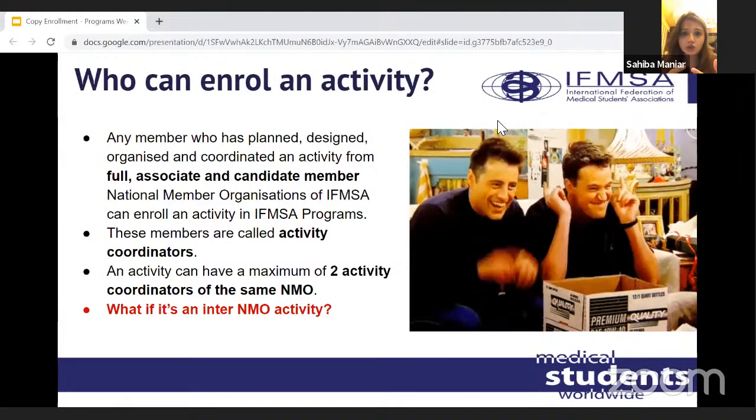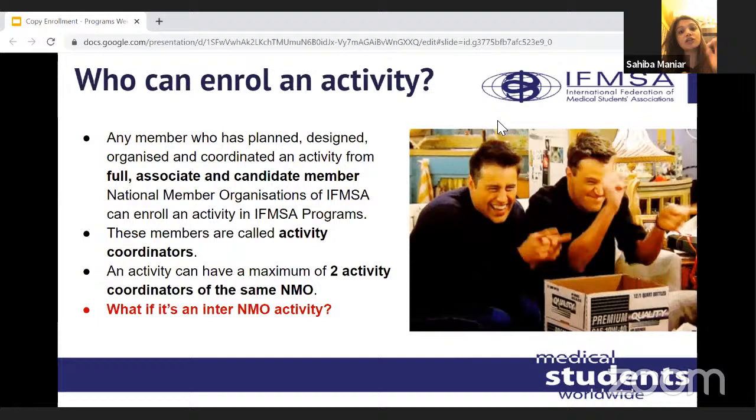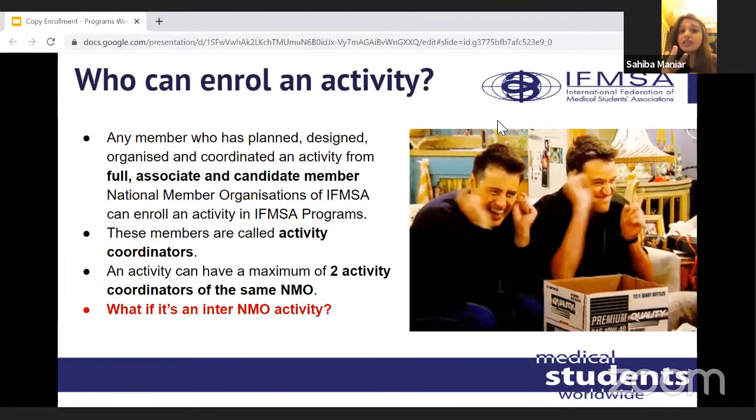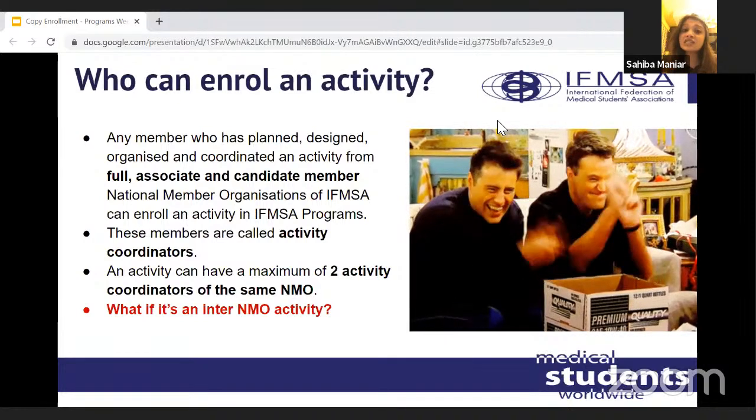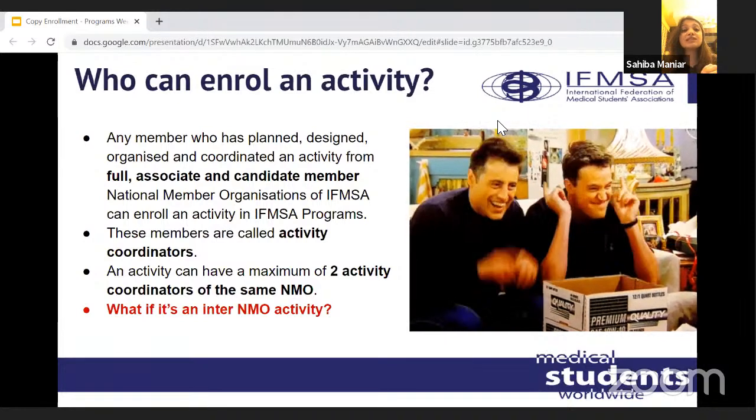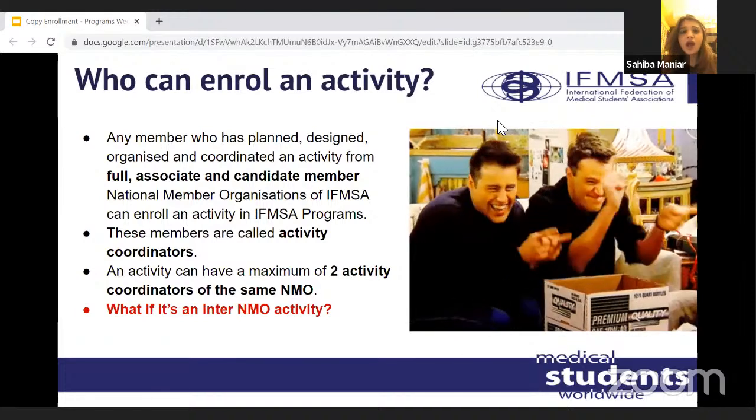What if it's an inter-NMO collaboration? What if there are 2 NMOs who are working together on it? No, both the activity coordinators have to be from the same NMO. So if it is an inter-NMO collaboration, there has to be some kind of consensus that you reach.